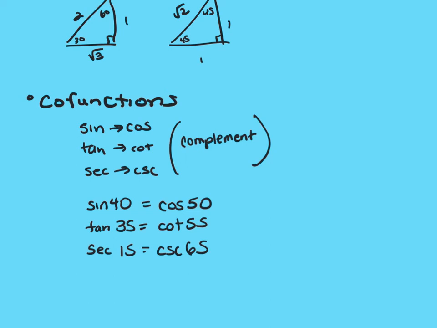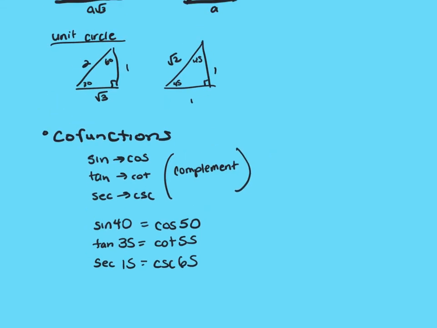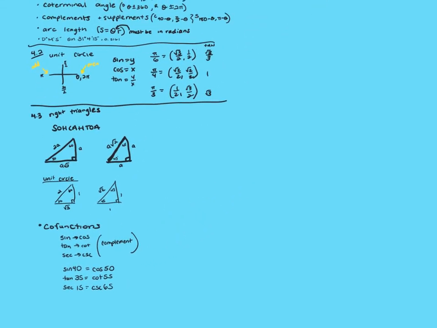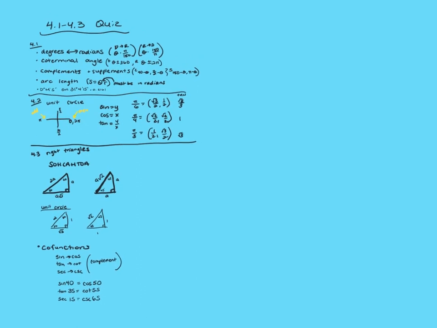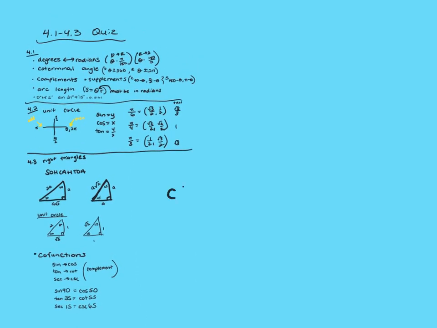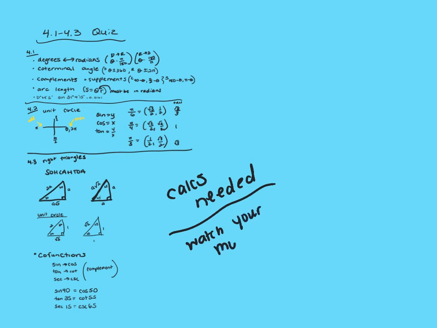So I'll give you the function and the angle. You have to give me the cofunction and the complement. And then you're going to be solving right triangles and solving word problems like we did at the end of 4-3. Questions for me? Again, calculators needed. Pay attention to your mode, because you're going to have to switch it back and forth. And you can use notes.